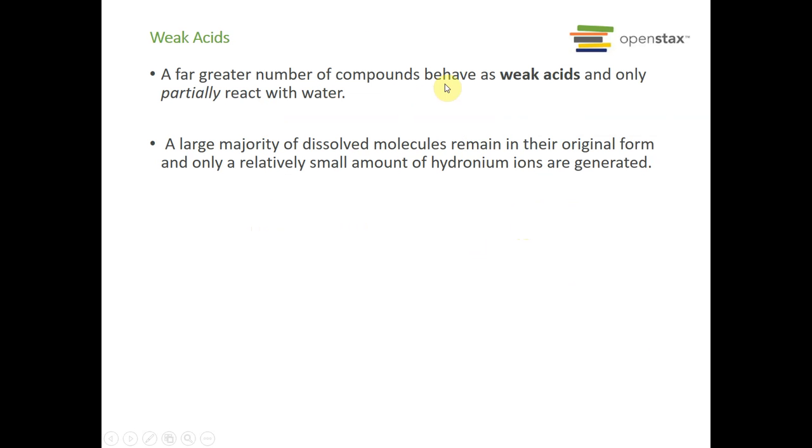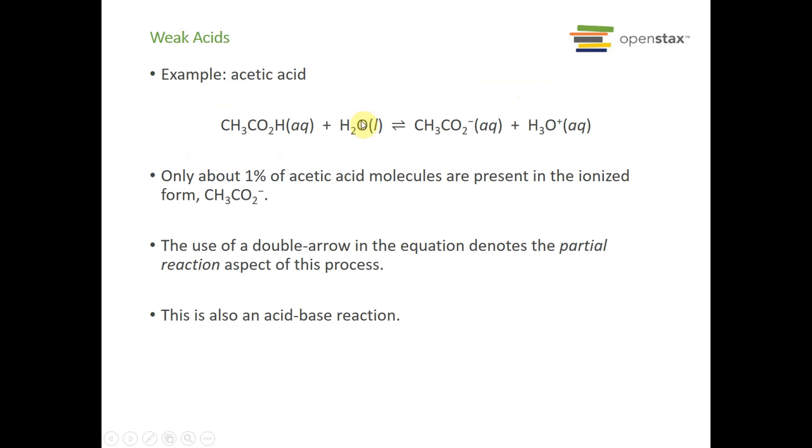A far greater number of compounds behave as weak acids and only partially react with water. A large majority of dissolved molecules remain in their original form, and only a relatively small amount of hydronium ions are generated. So the most common one of these that we come across is acetic acid or vinegar. And we have acetic acid plus water will dissociate into acetate ions and the hydronium ion, but it goes in both directions.